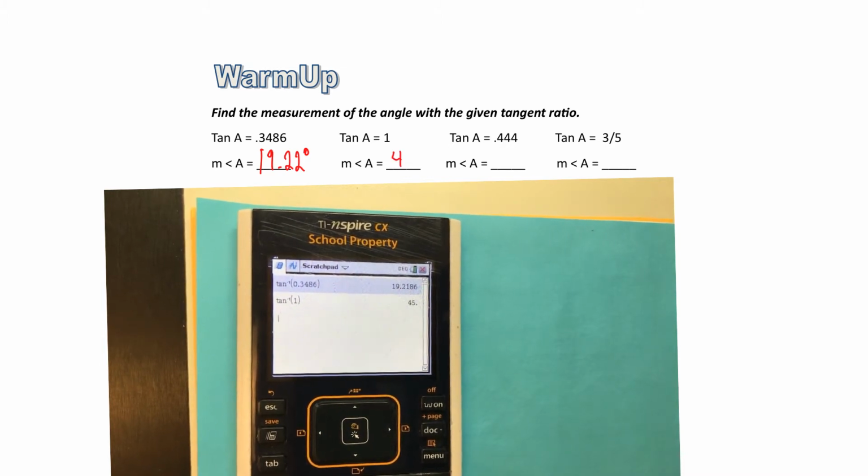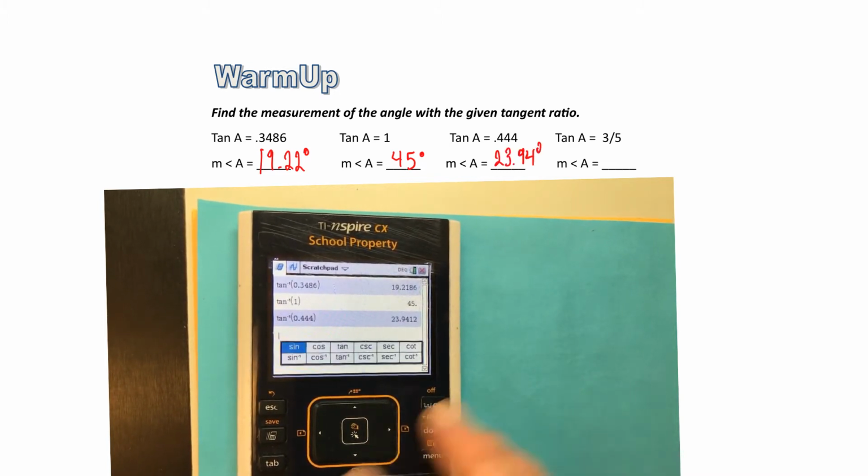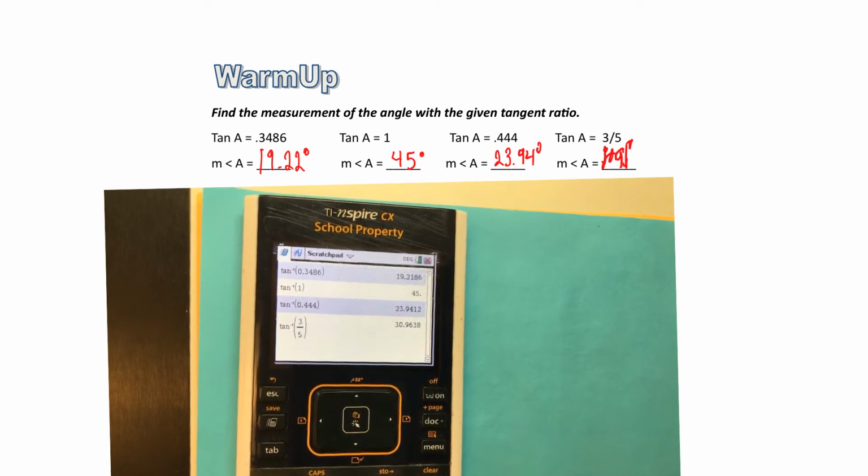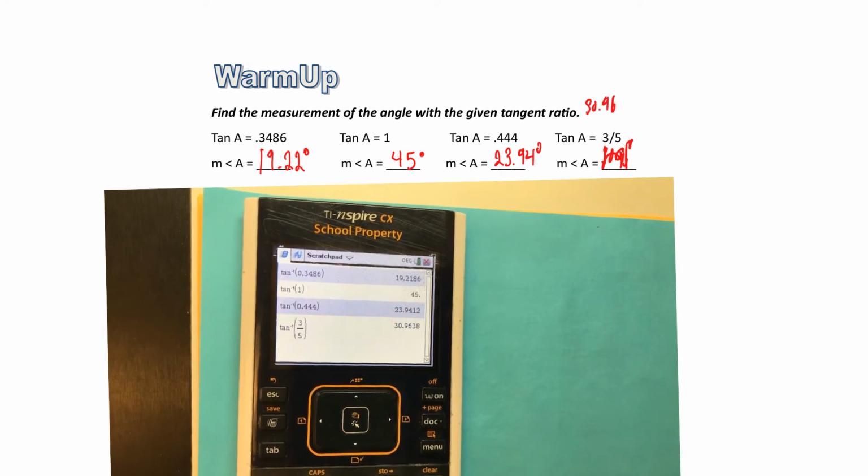If an angle has a tangent of 1, how big is that angle? It's exactly 45 degrees. Okay, if an angle has a tangent of 0.44, what is it? 23.94 degrees. And then if an angle has a tangent of 3/5, 30.96 degrees. Yep. Sorry, it's not working out very good.